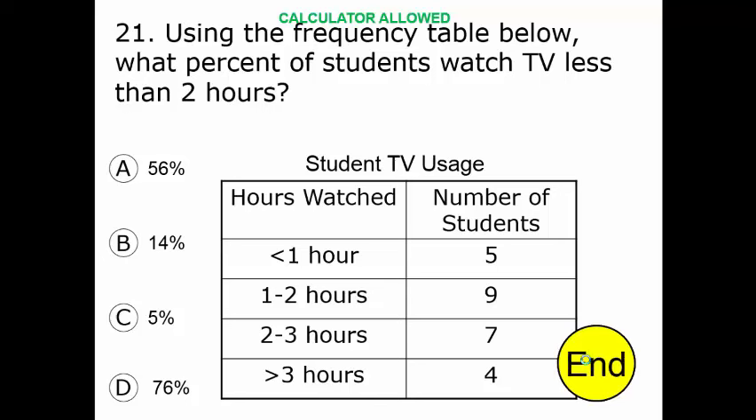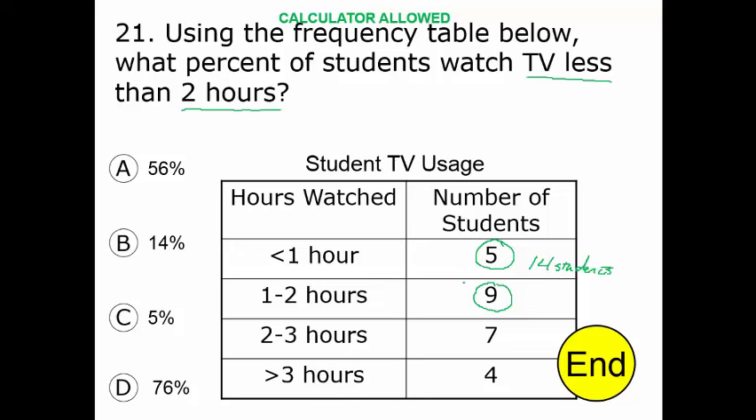Alright, frequency table. Using the frequency table below, what percent of students watch TV less than 2 hours? So we look at the table, let's read what this means. This less than sign, less than 1 hour, 5 students watch it for less than an hour. 9 students watch it between 1 and 2 hours. So what I've done is identified that there are 14 students who watch TV for less than 2 hours.